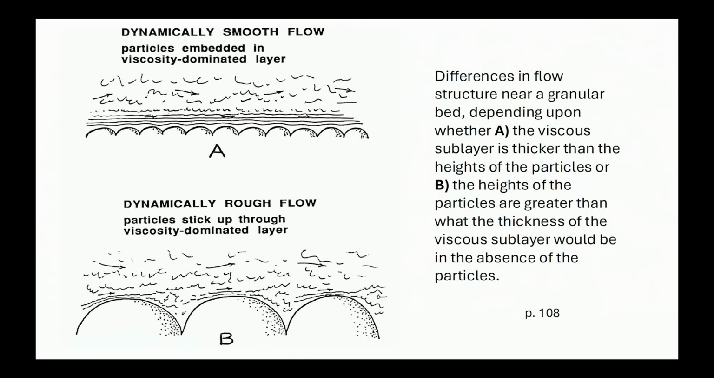And a dynamically smooth flow is like what I showed you. This is a viscosity-dominated layer, and the surface grains or particles are immersed in this viscosity-dominated layer. And it's as if it was a planar boundary. As far as the flow is concerned, it's as if it's over a planar boundary. But for stronger flows, the particles stick up above the viscosity-dominated layer. There basically is no viscosity-dominated layer, and the particles are shedding turbulence, and the turbulence is sent right down near the grains. So that's worth keeping in mind.